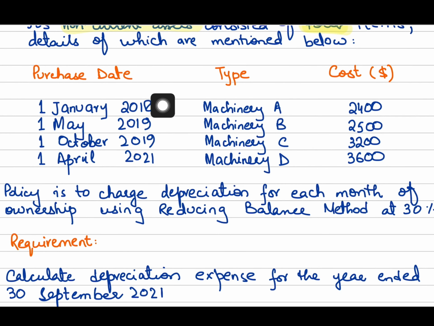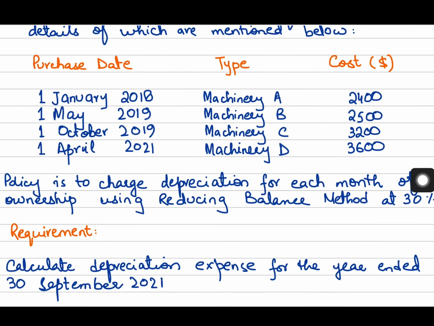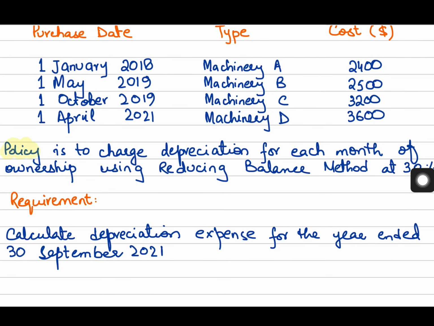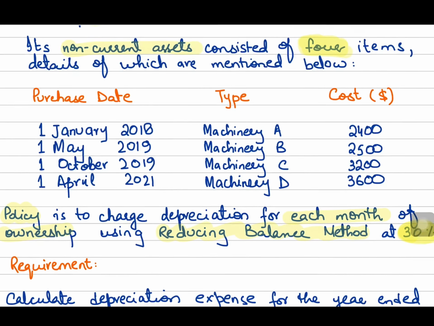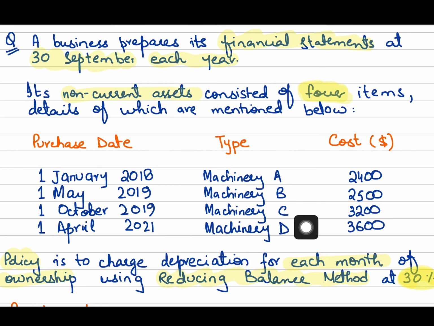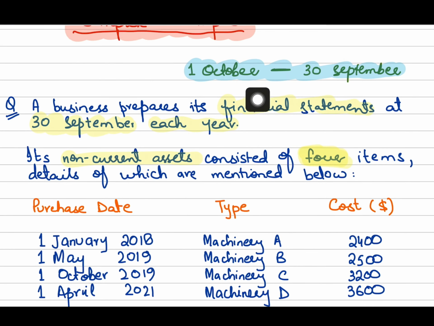So we have the purchase dates for all of these assets. We have the names, machinery A, B, C and D, and we have the cost price. Now the policy. The policy is to charge depreciation for each month of ownership. This means full year or monthly basis policy, using reducing balance method and at the rate of 30%. So we have the policy, we have the rate, we have the details of the assets, and most importantly we have the timeline.